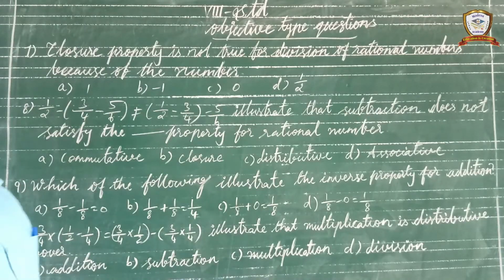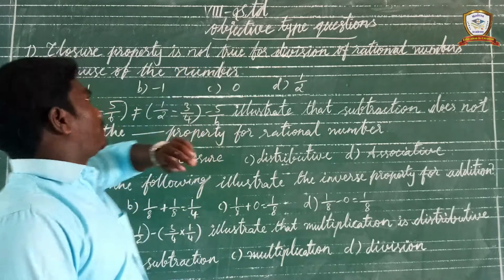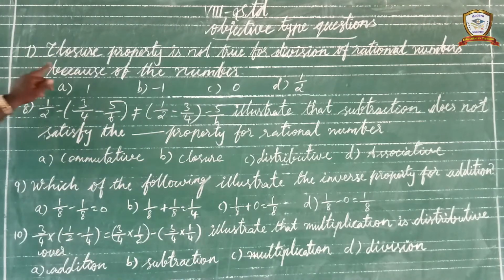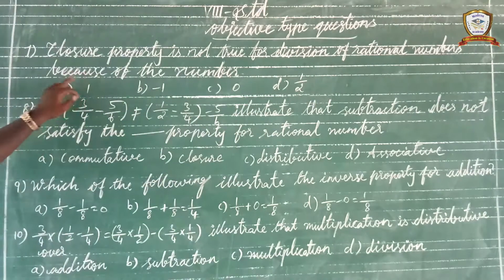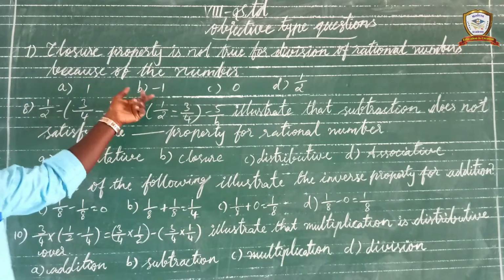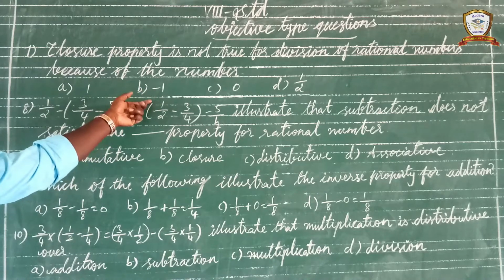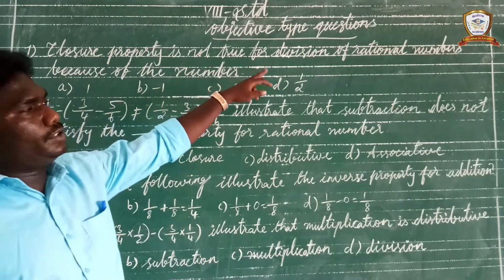Good morning. Okay students, the next one, objective type questions. Now the 7th one: closure property is not true for division of rational numbers because of the number. So 4 options are given. Which one is the division property of rational numbers? For closure property of division, which one is not satisfied?